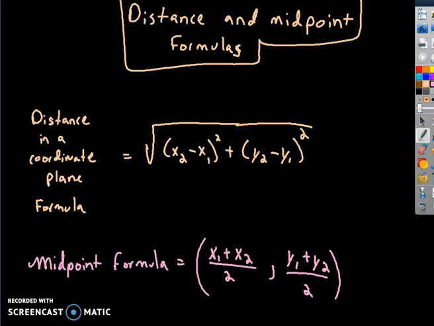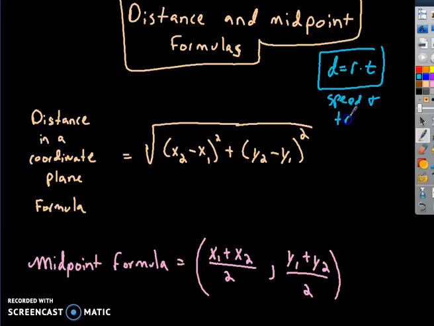Okay, so this video is about the distance and midpoint formulas. First of all, you already know one type of distance formula: distance equals rate times time. D equals RT. This is a distance formula, but this distance deals with speed and travel distance.